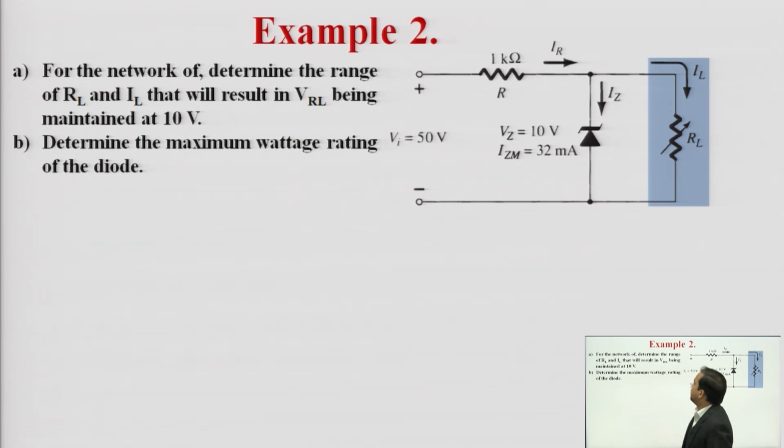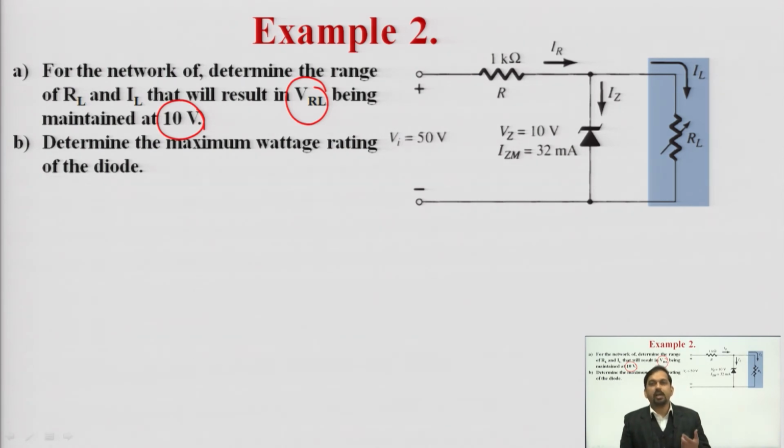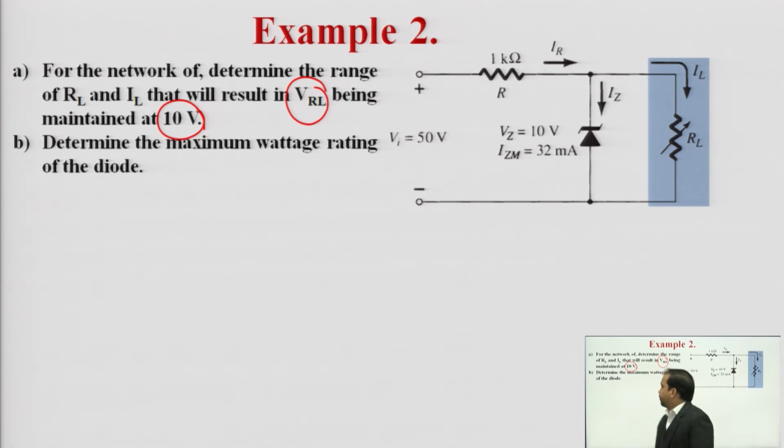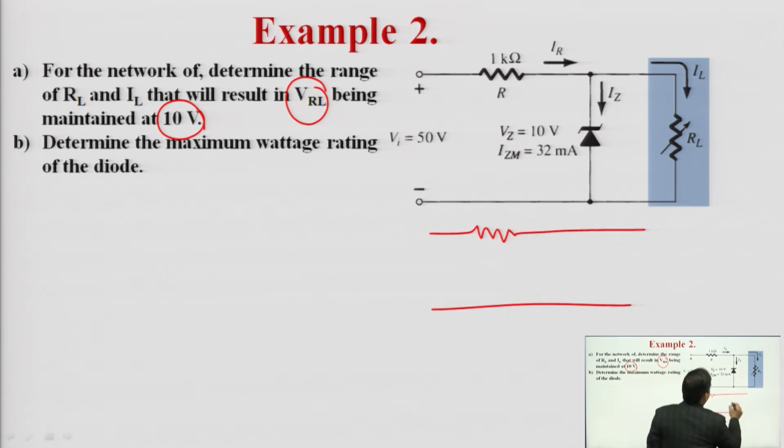For this particular example, it is given that RL is being maintained at 10 volt. What does this signify? It signifies that this circuit is working as a regulator, which means the load voltage VL is nothing but 10 volt. So we can draw the equivalent circuit first, like this.